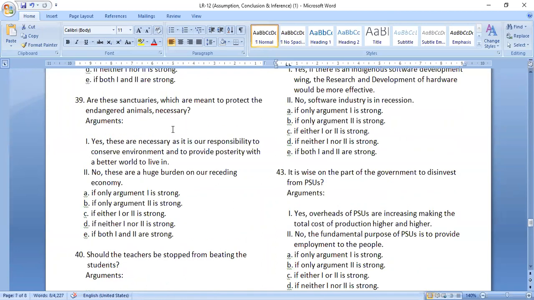Fine, so we'll do 39. Are there sanctuaries which are meant to protect the endangered animals necessary? Yes, they are necessary as it is our responsibility to conserve environment and to provide posterity with a better world to live in. Strong, right? No, they are a huge burden on our receding economy. Again, I think it's either one or two. Or what do you think? So yes, I think either one or two. I think it's A.